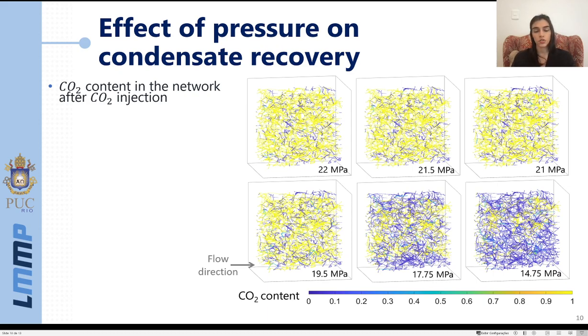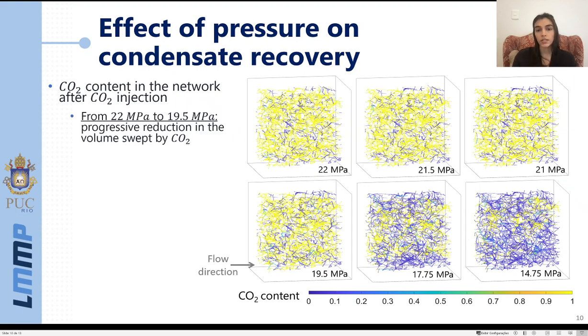And to illustrate these results better, here we have illustrations of the CO2 content in the networks after the CO2 injection. And each of those networks represent different injection pressure. In yellow, we have high contents of CO2, and that indicates that in that region the CO2 could remove the condensate, and in purple we have low content of CO2, meaning that that region was bypassed by the CO2 injection.